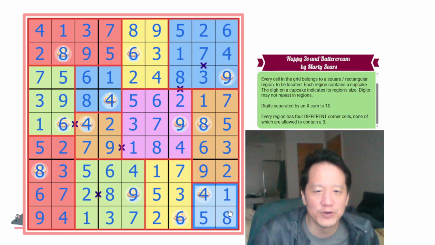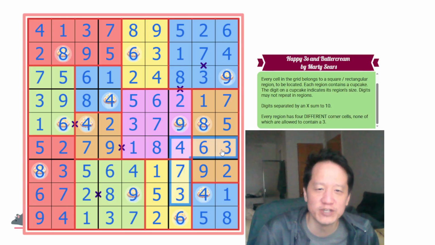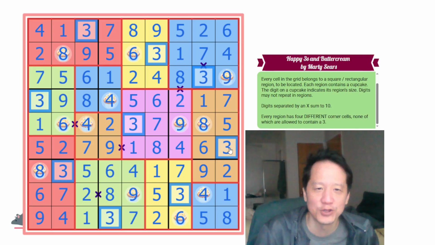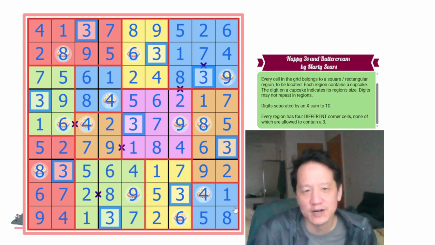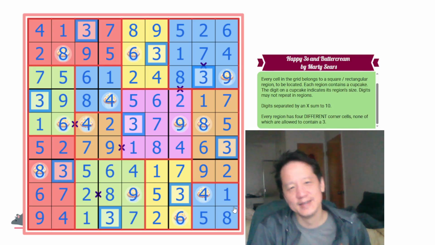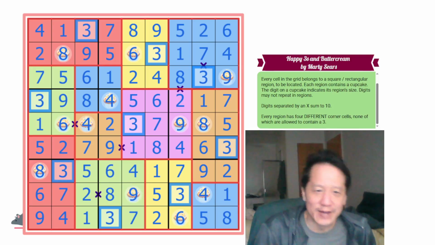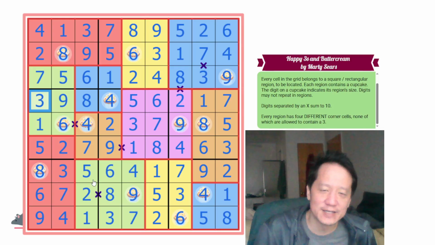Funny thing with no 3s in the corner, because this was actually a happy birthday puzzle for that Marty set for another setter called Ratfinks, and I guess she likes Buttercream, and she doesn't like 3s in the corner, which is why all the 3s are not in the corners of anything. I guess it's in a 3 of a box, but that doesn't count.